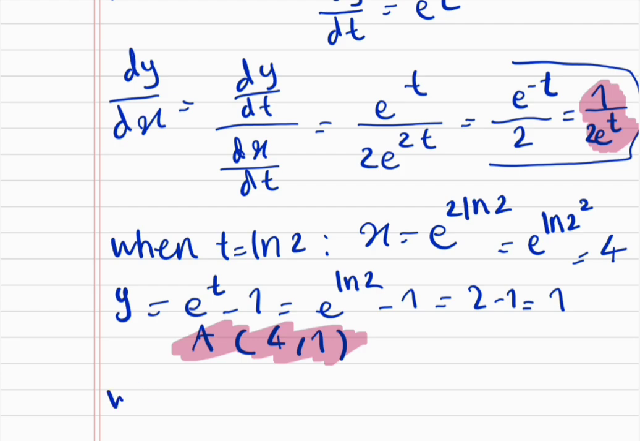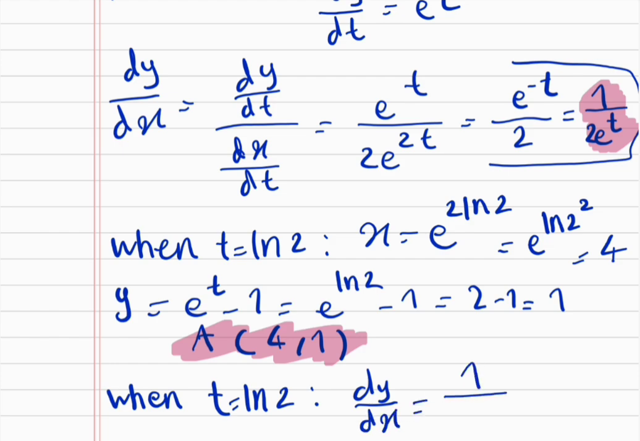So when t is equal to ln 2, then the gradient is equal to 1 over 2e to the power t, where t is ln 2. Let's simplify this. Again, e and ln cancel each other out, so we are just going to have 1 over 2 times 2, which is 1 over 4. So this is the gradient. This is the value of the gradient at point A.